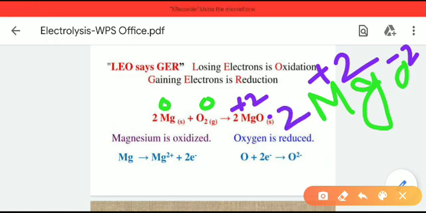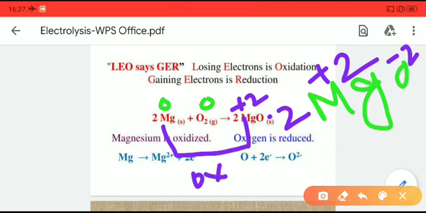So magnesium is converted from magnesium to magnesium 2+. By losing electrons it gets a more positive charge. A neutral atom can only become positive by losing 2 electrons. So magnesium loses 2 electrons, and this is an oxidation.